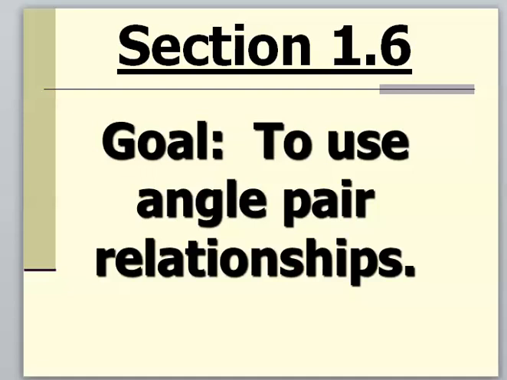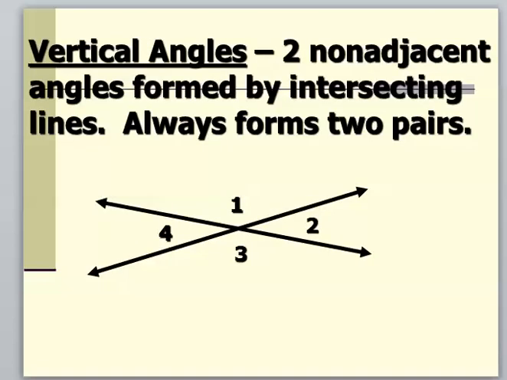This is section 1.6, and the first thing you need to know about section 1.6, since we've already taken our chapter 1 test, is that this is part of chapter 2 or unit 2. Make sure you mark that in your notes. This is part of chapter 2, so you know what to study for your test. In section 1.6, we're going to use angle-pair relationships. And we're going to have 2 vocabulary words, and then we'll discuss some special properties these have.